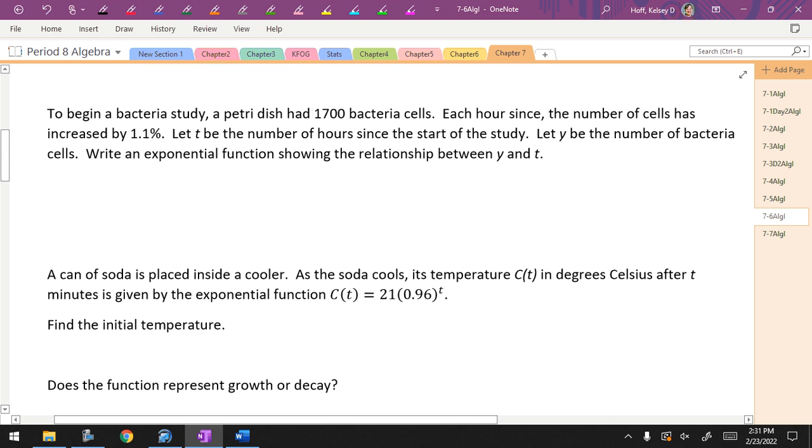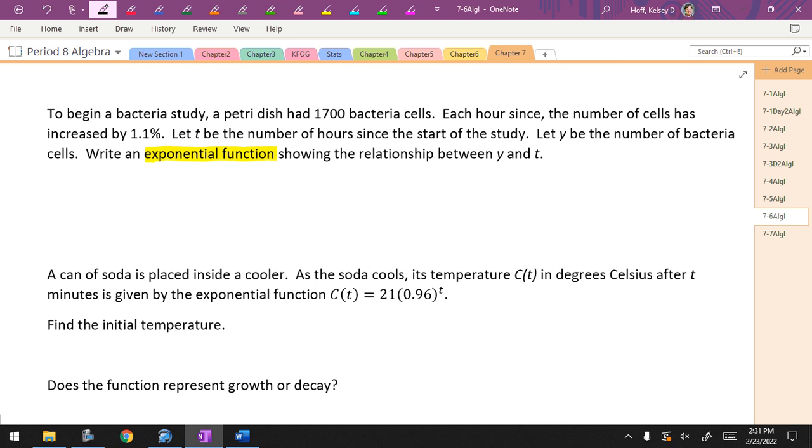To begin a bacteria study, a petri dish had 1,700 bacteria cells. Each hour since, the number of cells has increased by 1.1%. Let T be the number of hours since the start of the study. Let Y be the number of bacteria cells. Write an exponential function showing the relationship between Y and T. All you're doing here is writing an equation. You're not solving anything. You're not making any calculations.